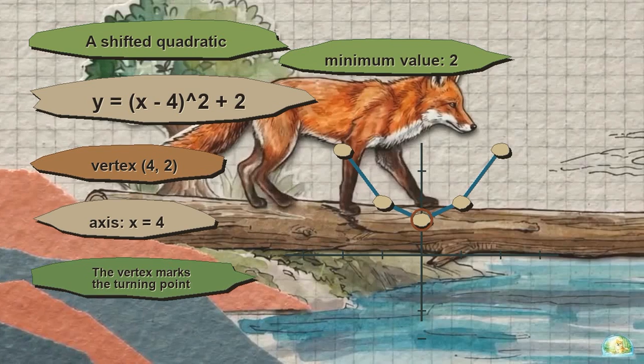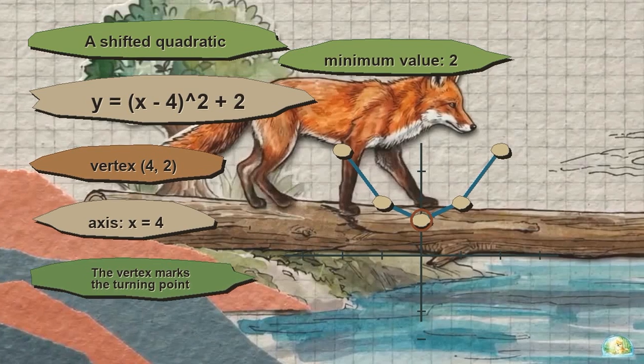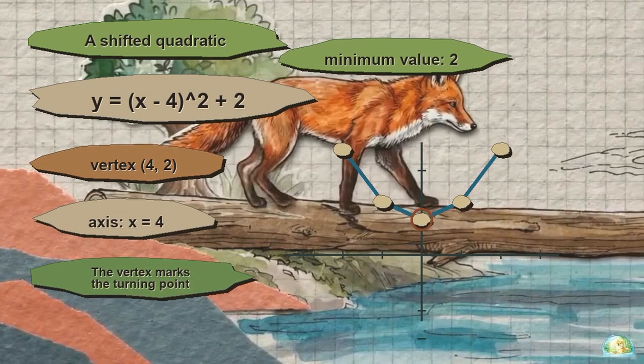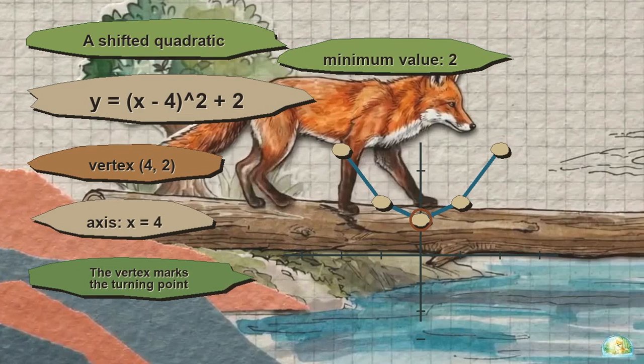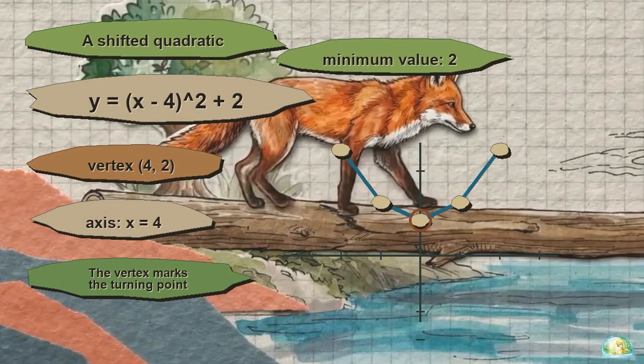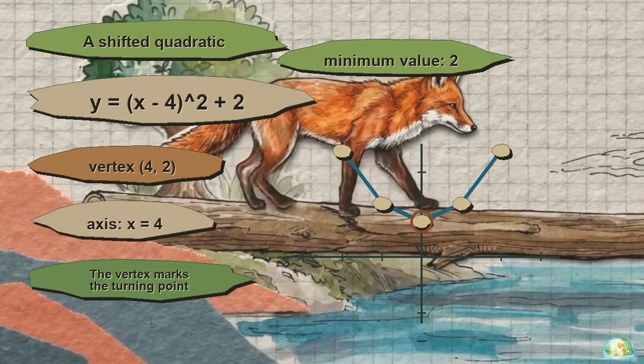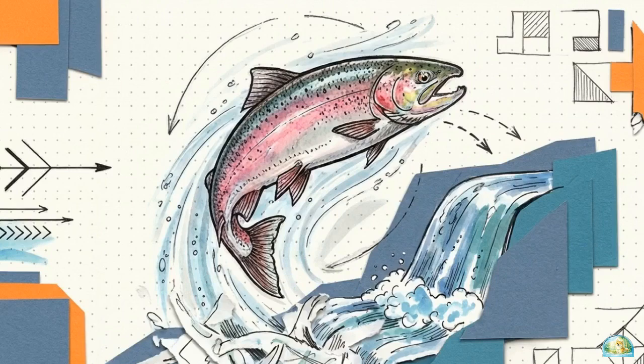Vertex form points directly to the most important landmark, the vertex at 4, 2. It also reveals a perfectly balanced axis of symmetry at x equals 4. These features anchor our sketch accurately, bypassing a long list of extra points. Reading the algebraic form acts as a guide, letting us bypass the manual work and get straight to the shape.